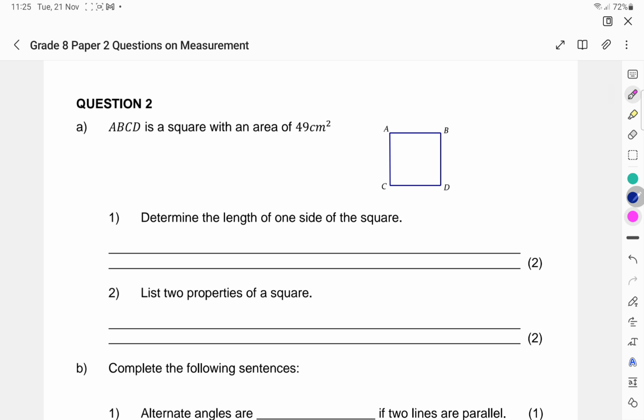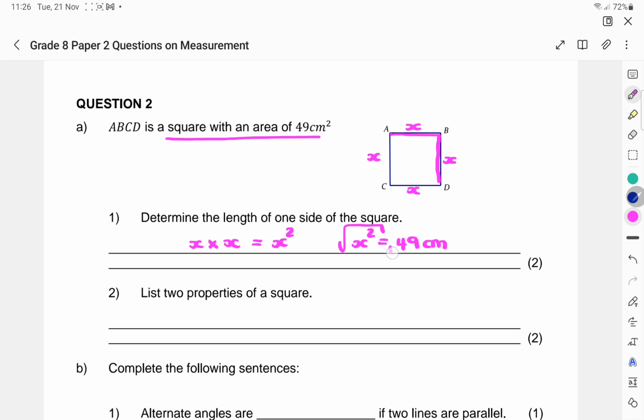Okay, question 2. ABCD is a square with an area of 49 centimeters squared. So we know that if I don't know the sides, they will all be x. And then they say to you, determine the length of one of the sides of the square. So x, we know the formula for a square is length times length, which is x times x, which gives you x squared. And they're telling me that the area of the square is 49 centimeters squared. So x squared is equal to 49.